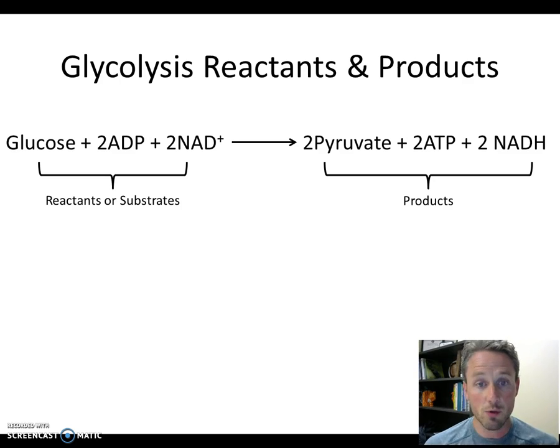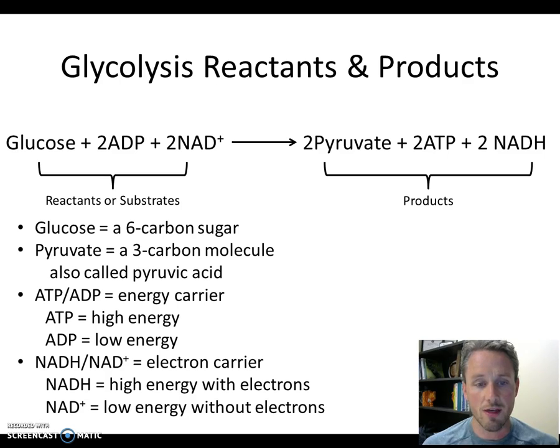Just to be clear, there's a few characteristics of these molecules I want to make sure you're aware of. Glucose is a 6-carbon sugar. Pyruvate is a 3-carbon molecule. That's why when we break glucose in half, we make two of these pyruvates. Sometimes pyruvate is called pyruvic acid. So if you see that in a book or in a presentation somewhere else, pyruvate and pyruvic acid, for our purposes, are the exact same thing.